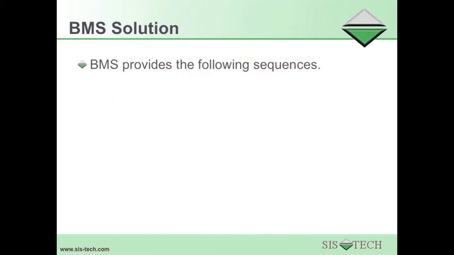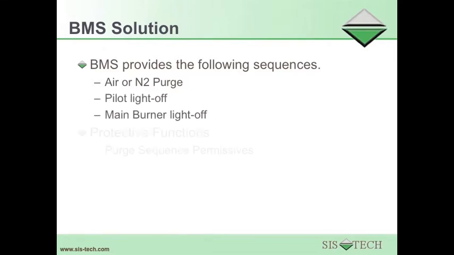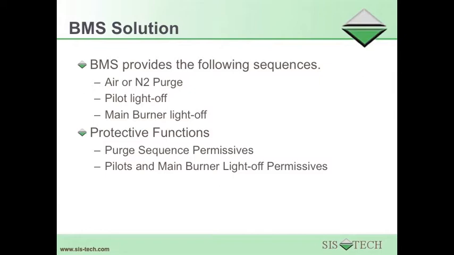Another BMS SIS solution for heaters, furnaces, and boilers is the BMS system. This system is designed to have the same safety functions that a heater protection system will provide, but the BMS solution will also include the following sequences: air or nitrogen validation for purging the firebox, pilot light-off and main burner light-off with the appropriate permissives and sequences.